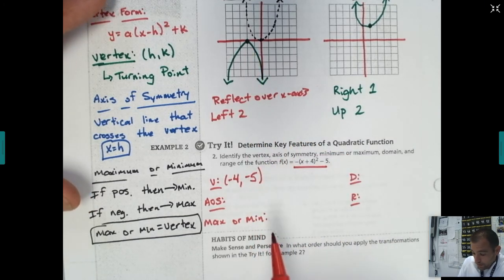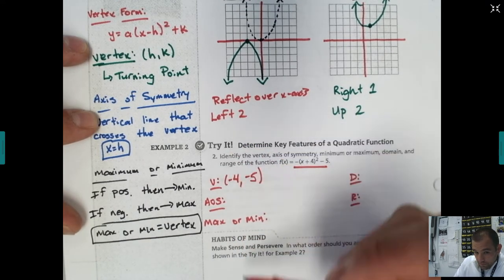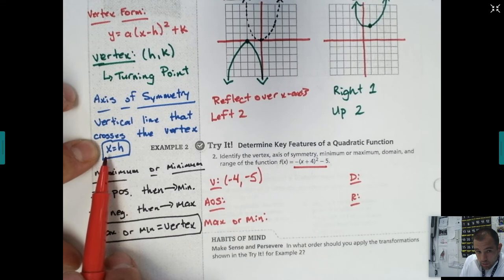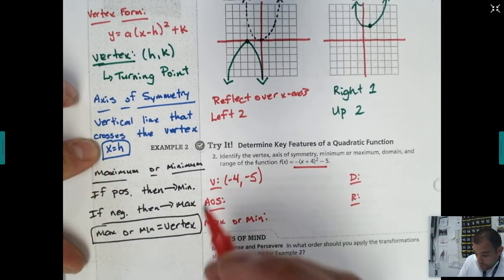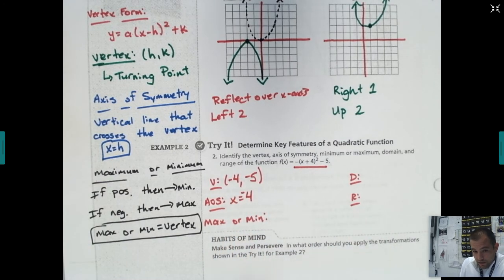Okay? The axis of symmetry is the line that goes right through the middle of the graph. We don't have a graph, but we know that x always equals h, and we just figured out that h was -4. So in this problem, x equals -4 is going to be my axis of symmetry. So that's the line that splits the graph in half. Okay?